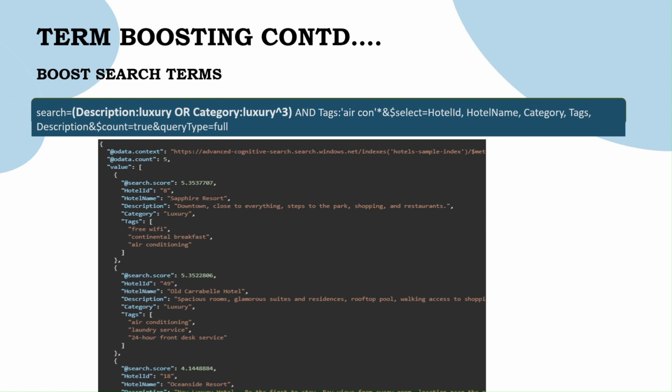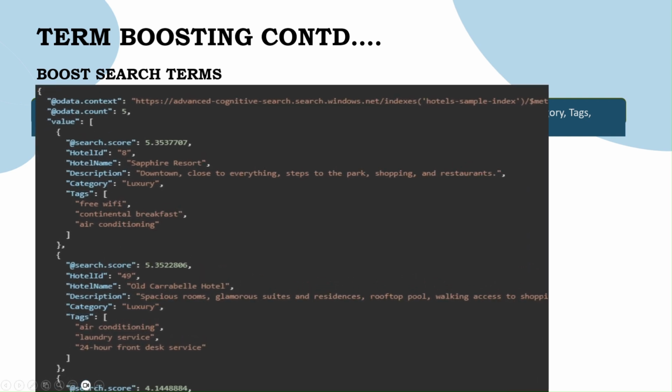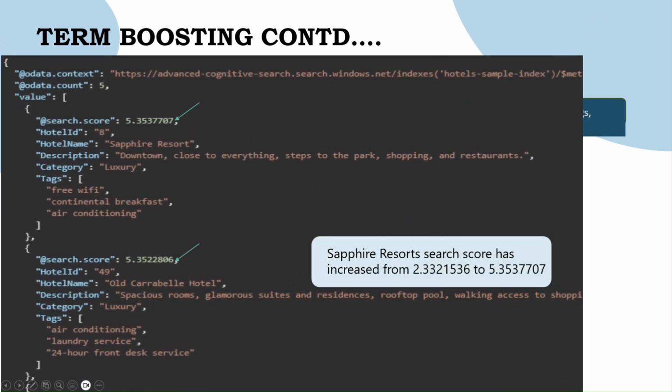So now, if you see the top 3 hotels are now different. Basically, the Sapphire Resort search score has increased, right? From 2.33 something to 5.35 something. And now it is the first hotel that the consumer will see, and the Oceanside Resort is now at the third place.